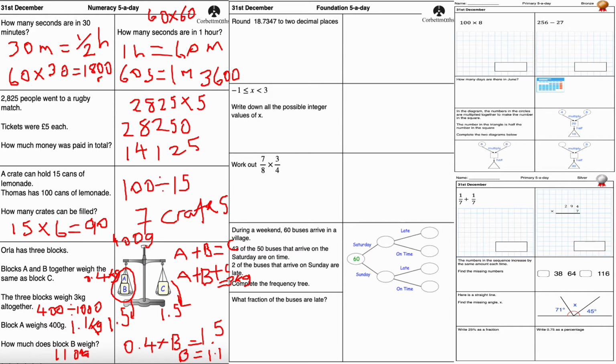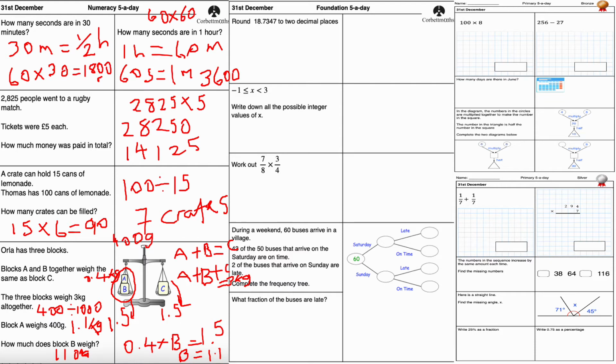Either answer is acceptable for answering this question. In an exam situation, examiners will always count the answer, depending on your units, as being the same answer. So 1.1 kg or 1,100 g is giving me the same answer. Right, guys. So looking at the foundation five a day now.